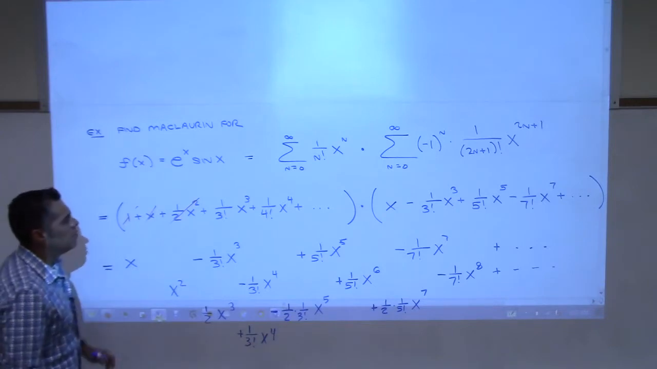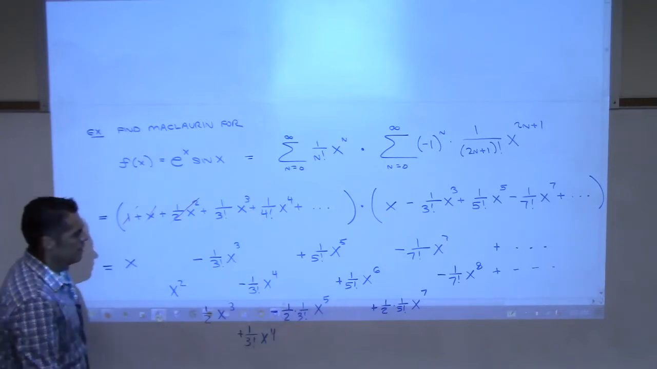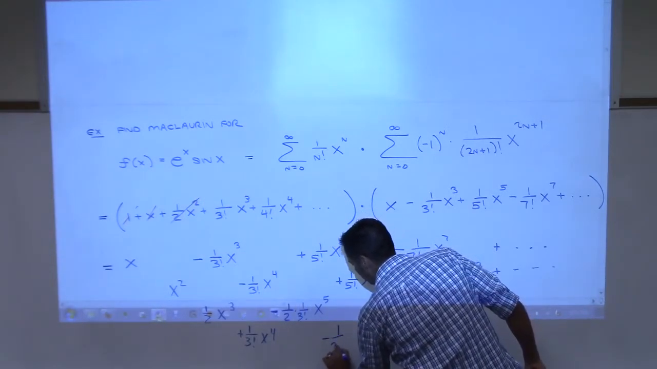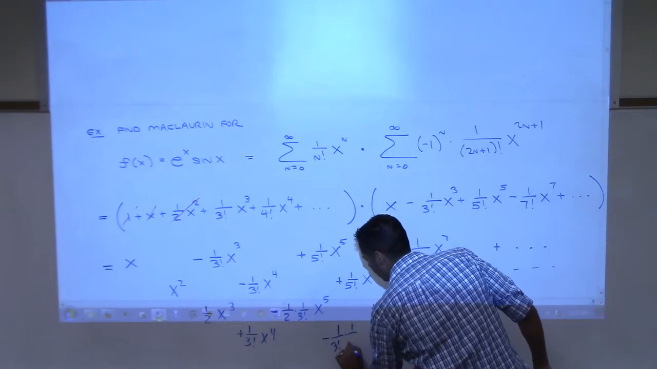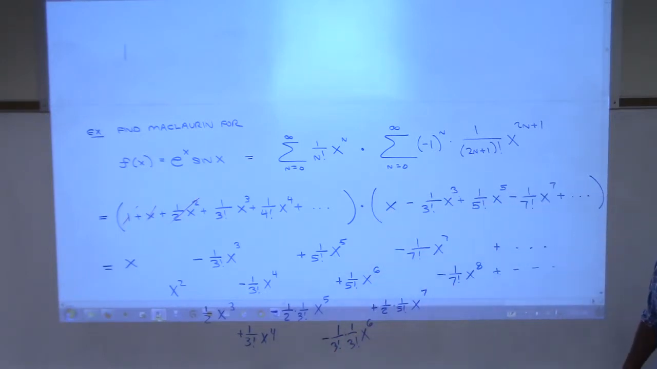Negative. What's the power going to be? x to the 6th, so I'm over here, right? We're going to have negative, isn't it, 1 over 3 factorial times 1 over 3 factorial again? Yes. x to the 6th. We can go far away, and we could keep going, right? So I see a triangle coming.